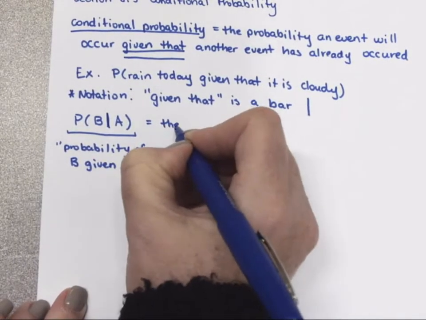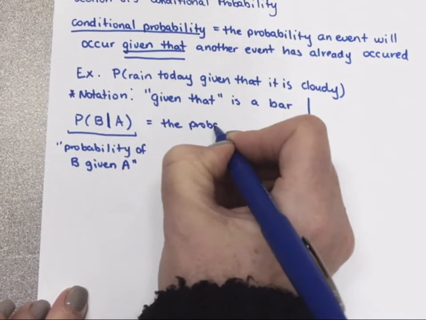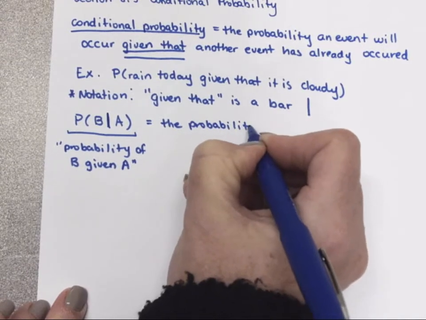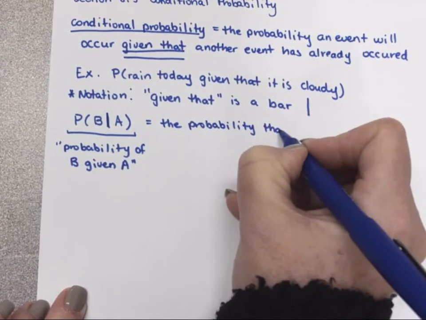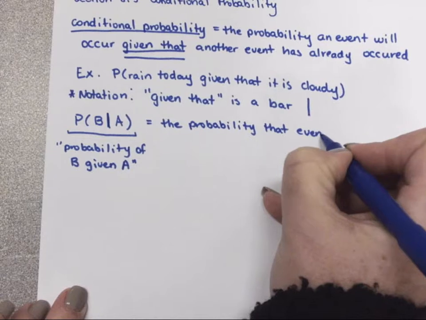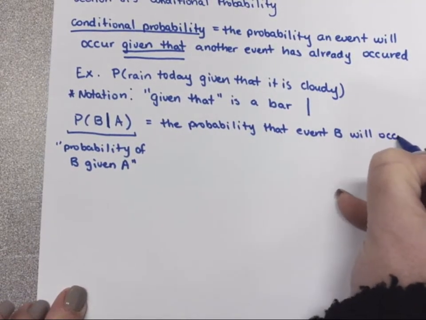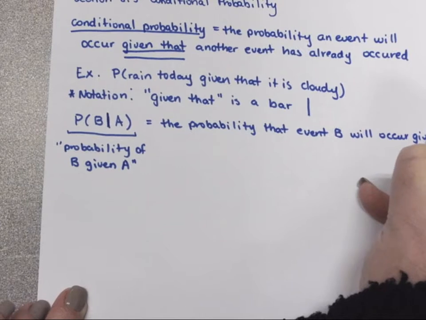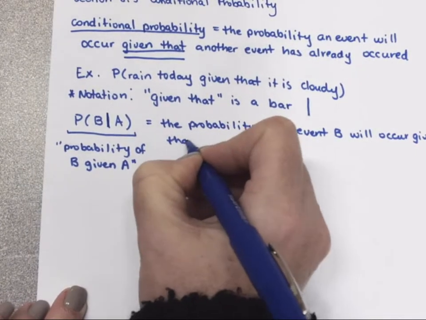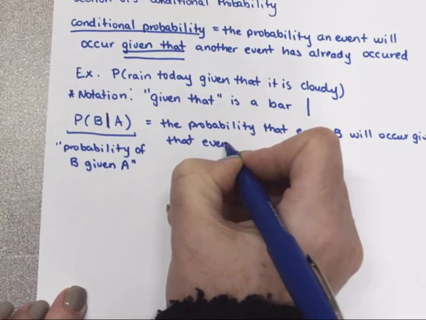And so this is, in general, the probability that event B will occur given that event A has already occurred.